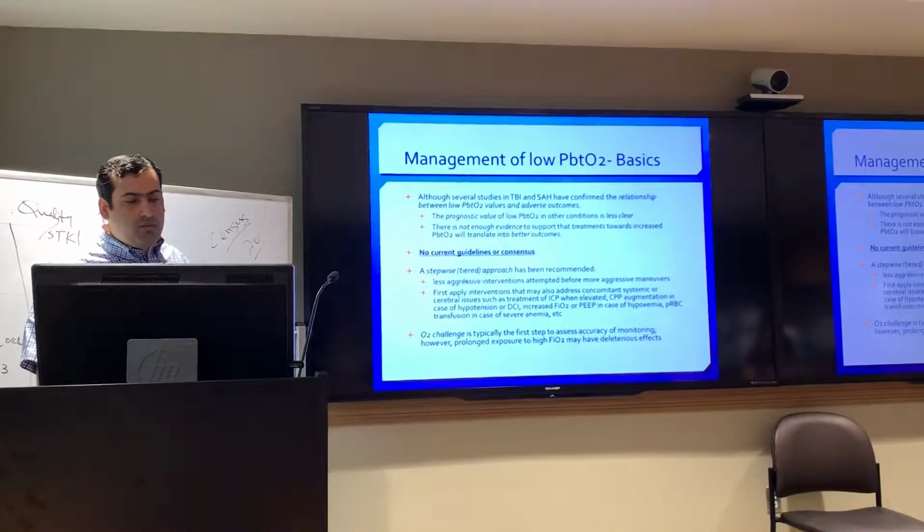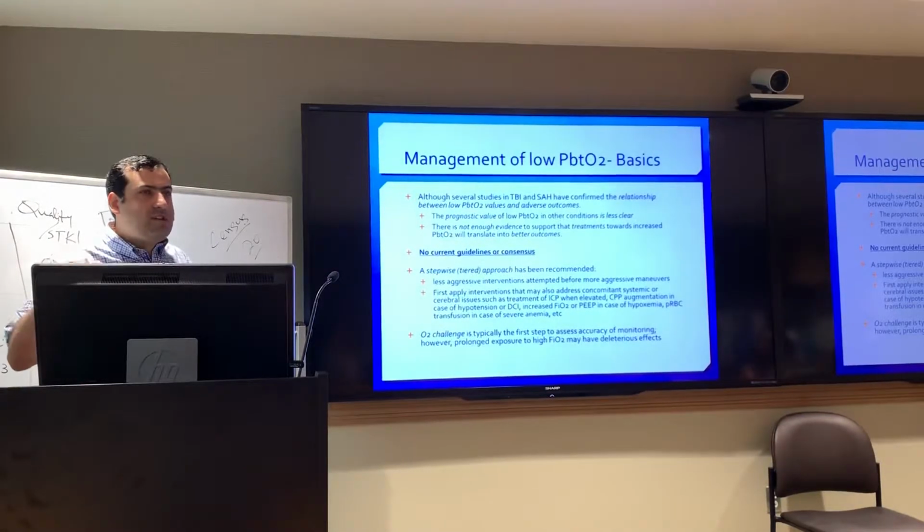Therefore, most studies and people use a stepwise tiered approach to it. They probably start with less aggressive to more aggressive, and also try to fix things that have a double beneficial effect. For example, as you have probably all noted, if you decrease ICP, usually your PbO2 will go up too, and you have to decrease ICP anyway. So work towards that first, and then go to the other things. And the O2 challenge is usually the first step.